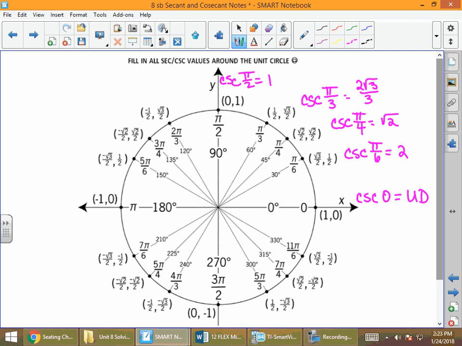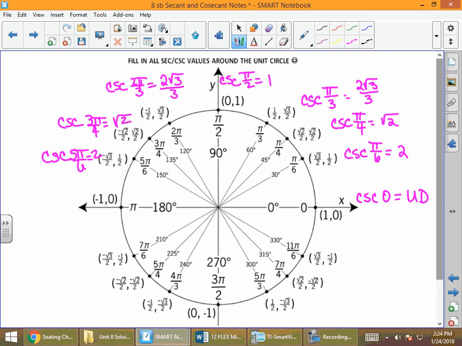Now, when we get to the second quadrant, the cosecant of 2 pi over 3 is the reciprocal of radical 3 over 2, which is 2 radical 3 over 3. And the cosecant, and I hope you're even going faster than me, of 3 pi over 4 is the reciprocal of the square root of 2 over 2, which when we rationalize that is the square root of 2. And the cosecant of 5 pi over 6 is going to be the reciprocal of 1/2, which is 2.